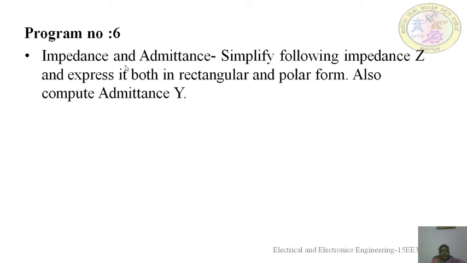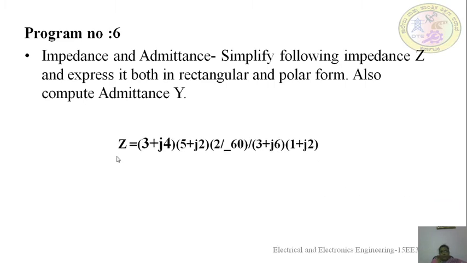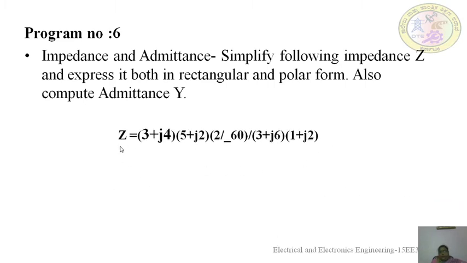So this is the question given to us. Simplify the following impedance Z and express it both in the rectangular and polar form. Also compute the admittance Y. So this is the equation given. You can see that in the equation, the values of the impedances are given in rectangular as well as in polar form.